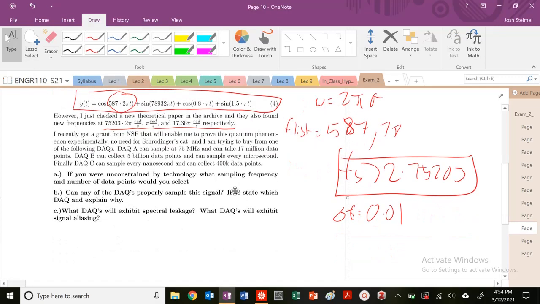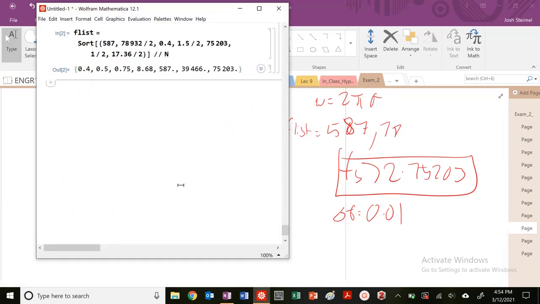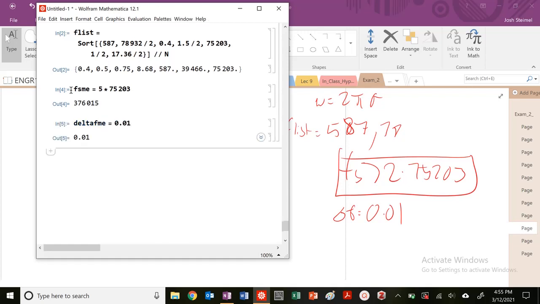So let's go ahead and see what we have and then figure out, first off, if we're unconstrained by technology, what would be our sampling frequency and the number of data points that we would select. So if I'm unconstrained by technology, I would do basically 5 times 75203. Again, that's greater than the value, so this would be my f sub s. Then I know my delta f is going to be equal to 0.01, so that's going to be that value.